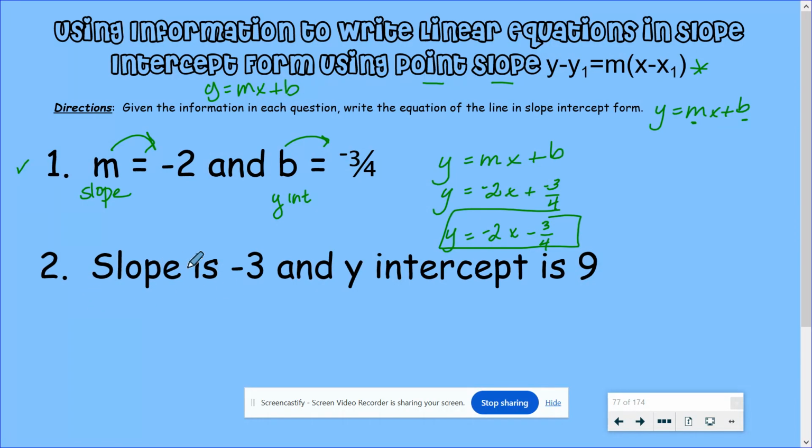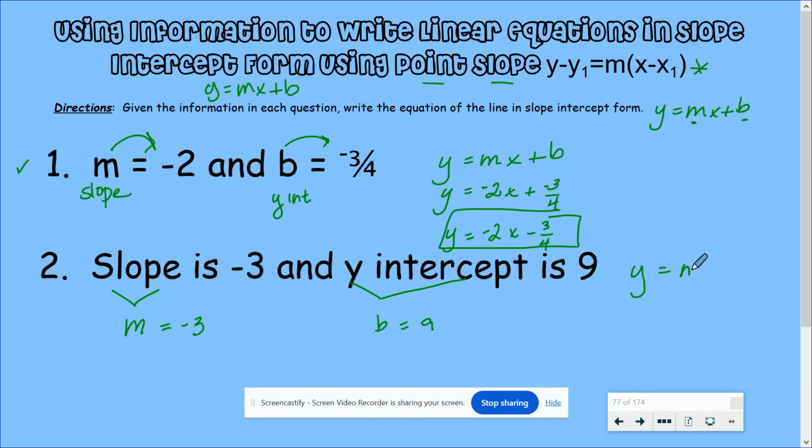Number 2, the slope is -3 and the y-intercept is 9. So here is the information we're given. We have to play detective just ever so slightly because we needed to know that the slope is represented with the letter m. So m is -3. And we need to know that the y-intercept is represented with the variable b. So b equals 9. In order to correctly substitute our information, you had to know which number represented m and which one represented b.